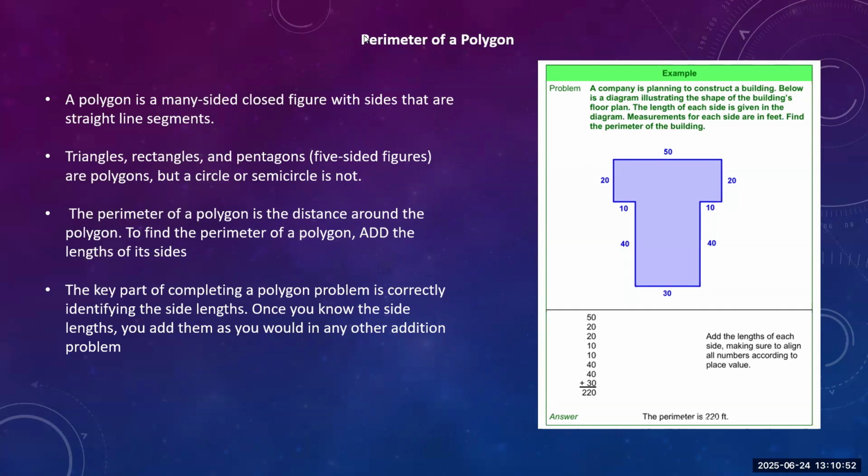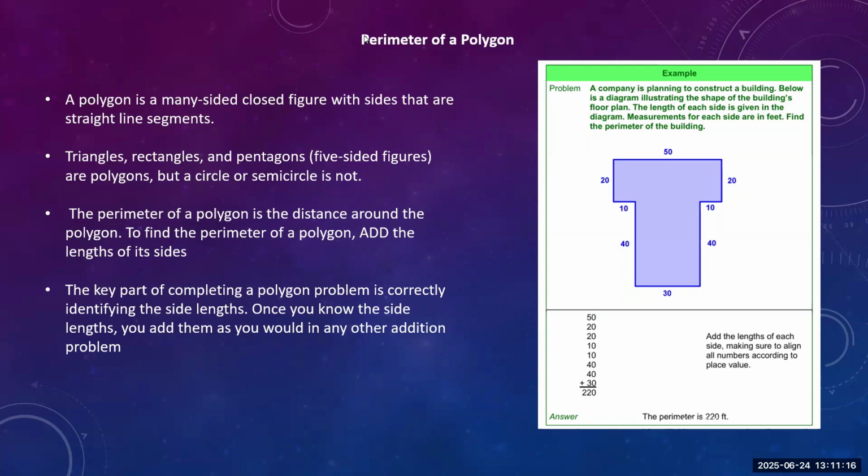Some of the sums will ask you to calculate the perimeter of a polygon. What is a polygon? A polygon is a figure, a shape, which has multiple sides. See, you must understand, a polygon is any figure which is not a circle.